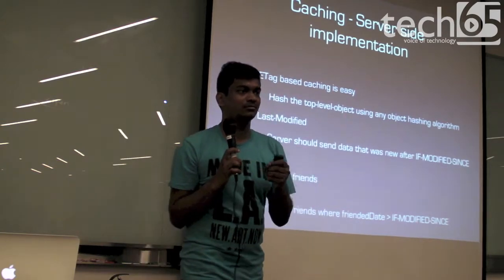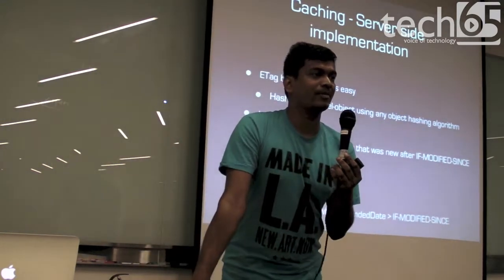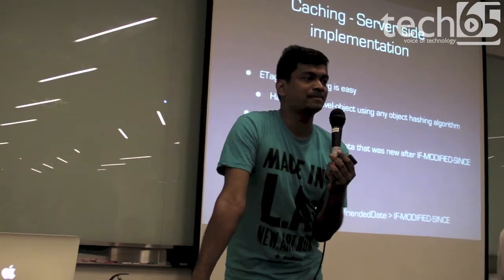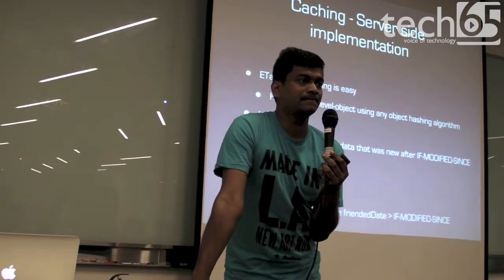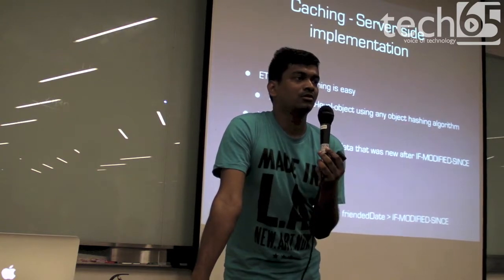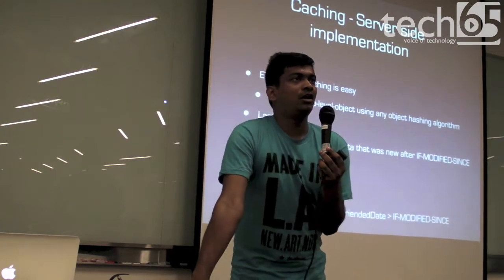Sorry to interrupt. Can I ask a question? Yeah, sure. So you're mentioning hashing the top level database model. Right. How do I actually implement this ETAG model for the denormalized data and send back to the client?